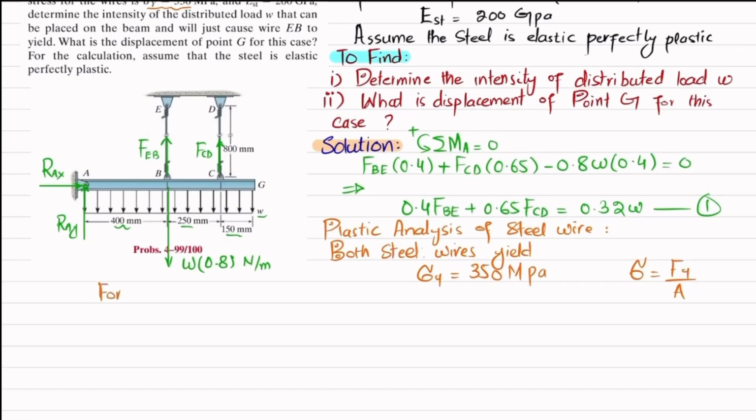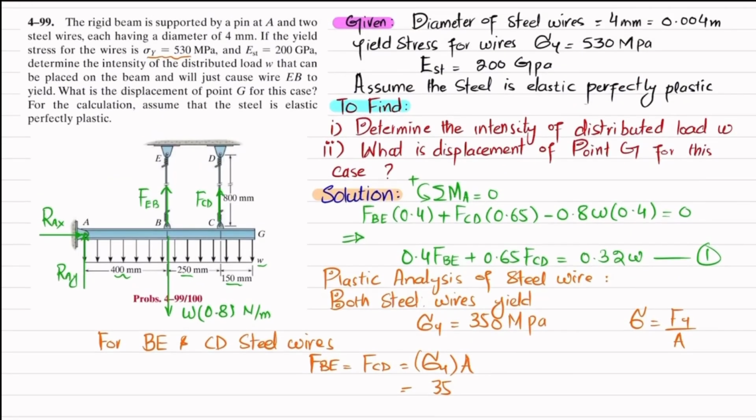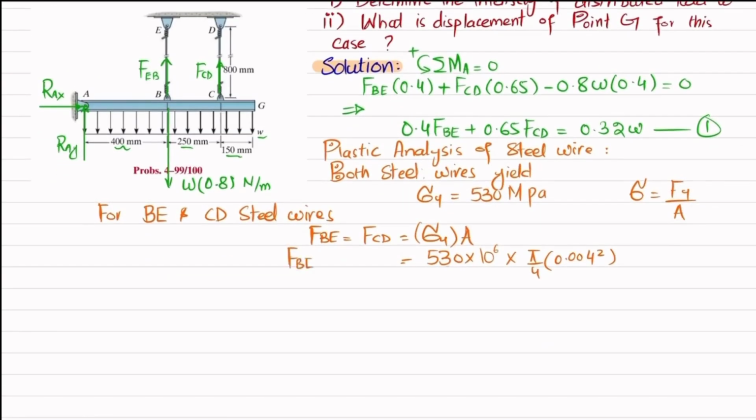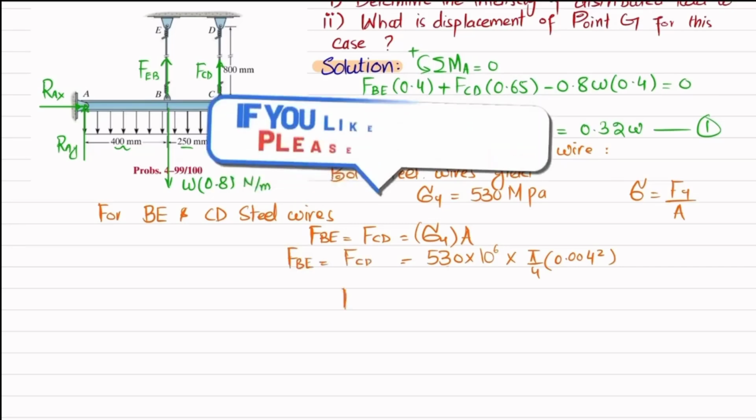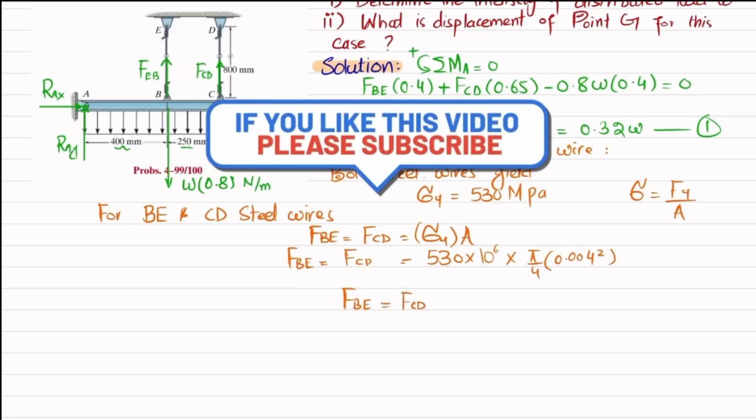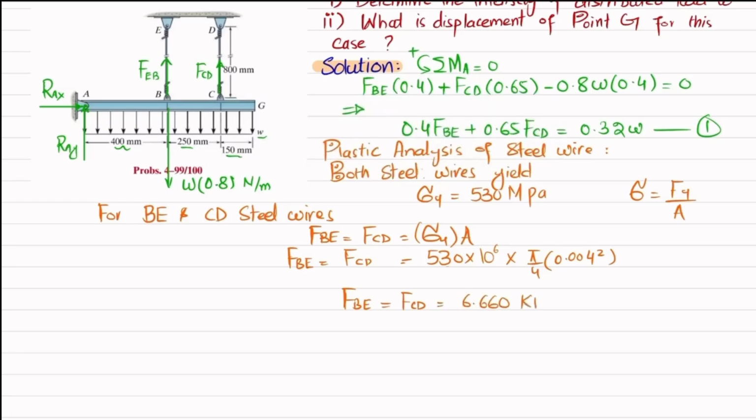So for BE and CD steel wire, the yield forces will be F of BE is equal to F of CD, because both have the same diameter. We will have this formula sigma y into its area. So you have sigma y, which is 530 megapascal. So 530 into 10 raised to power 6 multiplied by area. Diameter is given as 4 millimeter or 0.004 meter. So it will be pi by 4 times 0.004 squared. That will give you force in BE and force in CD. When you calculate it, both these forces FBE is equal to FCD will be equal to 6.660 kilo Newton. Now you have these forces. This is your equation number 2.